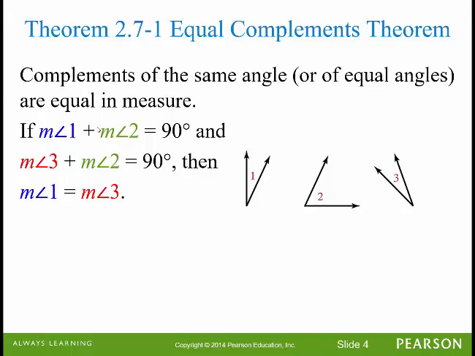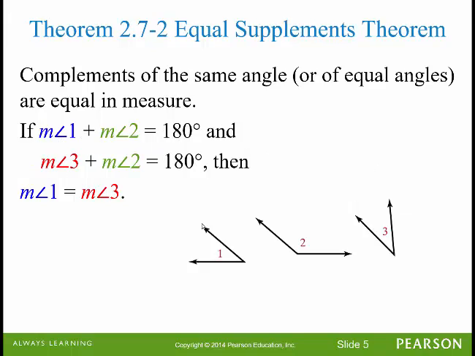And you can just notice here, obviously, just by looking at it, it would make sense that the measure of angle 1 and the measure of angle 3 would have to be the same. All right, also, you could have the equal supplements theorem. Supplements of the same angle are equal in measure. So with supplements, if the measure of angle 1 plus the measure of angle 2 is 180, and the measure of angle 3 plus the measure of angle 2 is also 180 degrees, then the measure of angle 1 must be equal to the measure of angle 3. Kind of the same idea. If these two are equal, then this and this have to still be the same, and it's equal to 180.